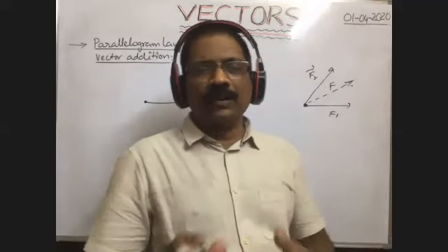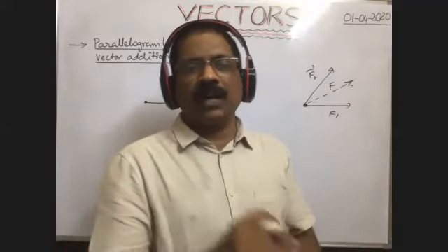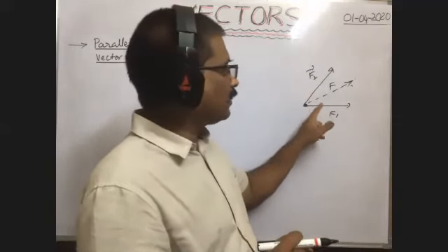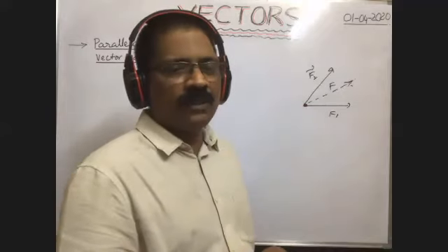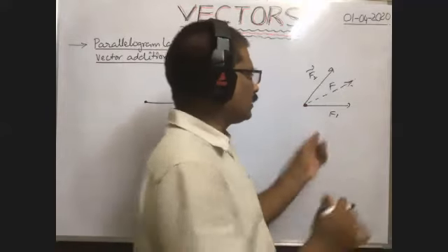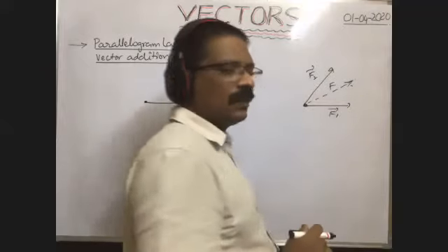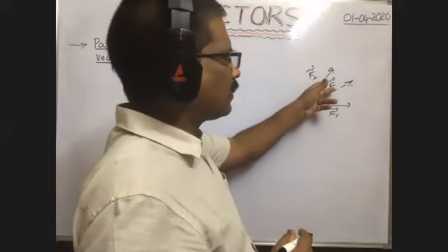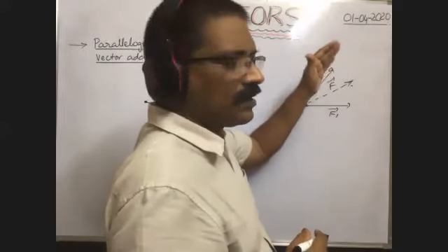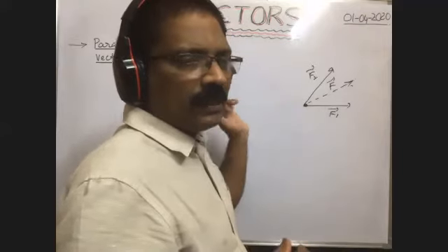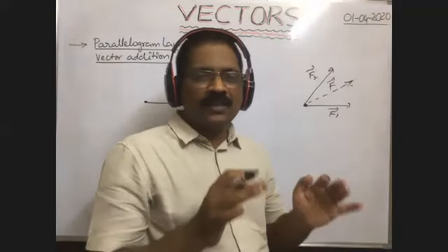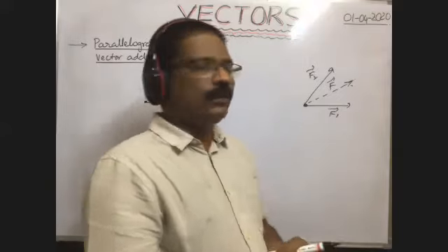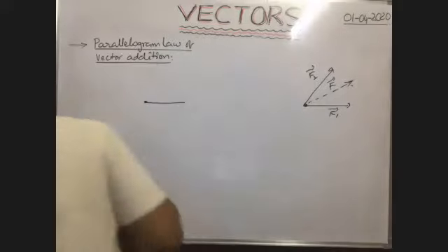I think you got the idea of the use of the parallelogram law of vector addition. It gives the resultant of these two vectors, F1 bar and F2 bar, which is equal to F bar. What is the magnitude of this resultant vector, and along which direction does it lie? Everything will be discussed in the parallelogram law of vector addition. I think you could understand the importance of the parallelogram law of vector addition. Right, now we will discuss this one.